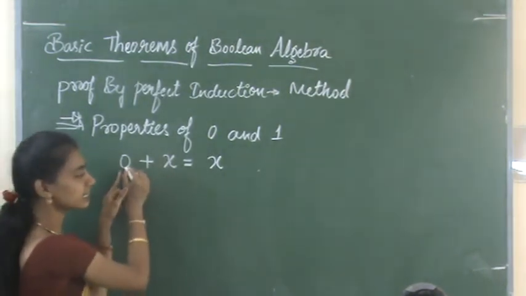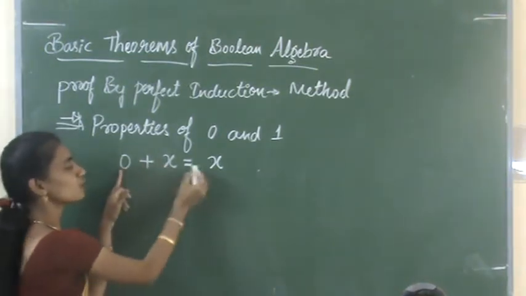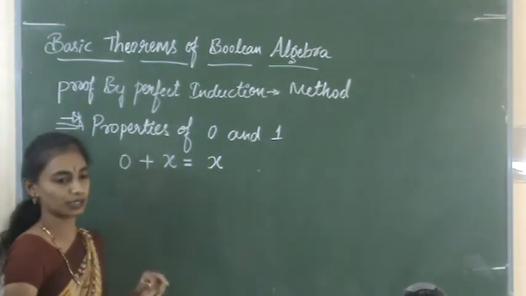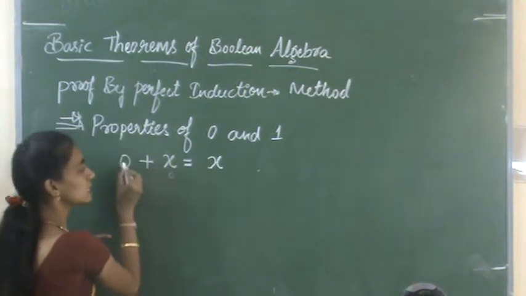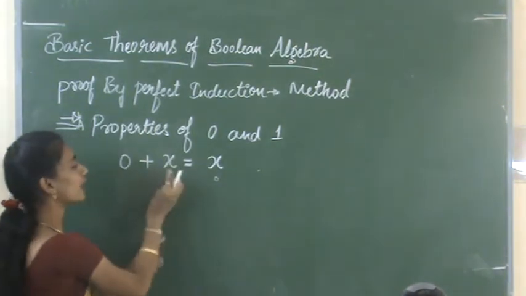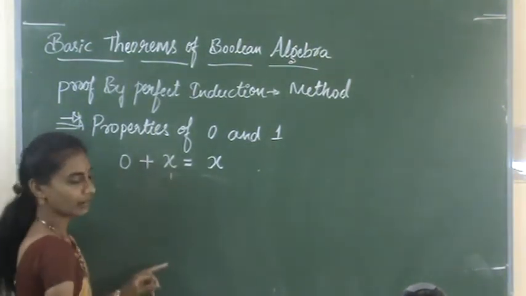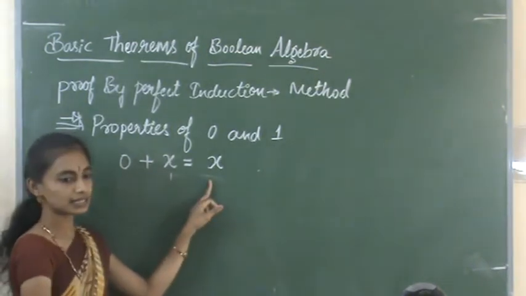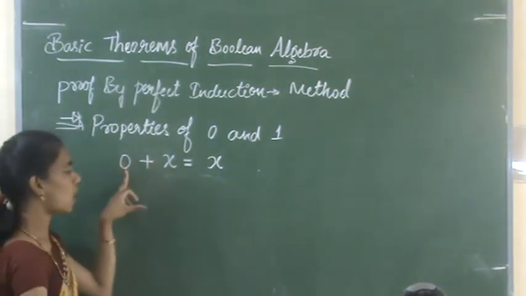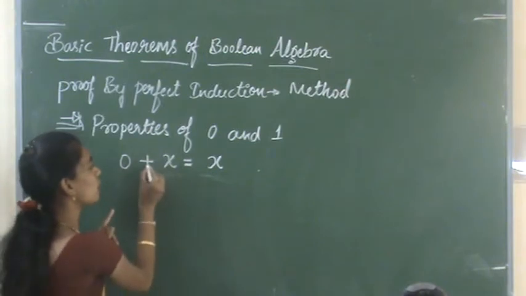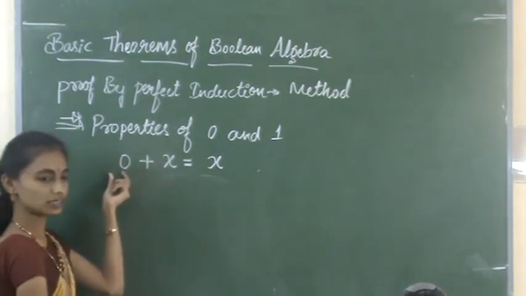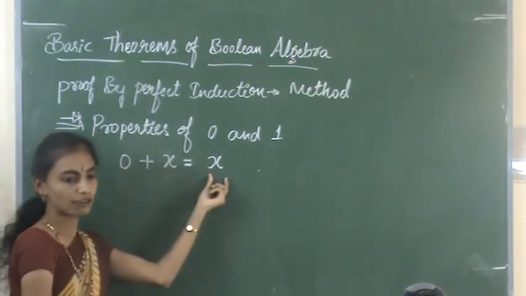If we add the x value with 0, whatever x value we provided will be the output. Suppose I give 0 here, 0 plus 0, we get 0, which is the value of x. If instead of 0 I give 1, then 0 plus 1 gives the result 1. So if any variable is ORed with 0, sorry, OR means addition, any variable added with 0 gives the variable value.